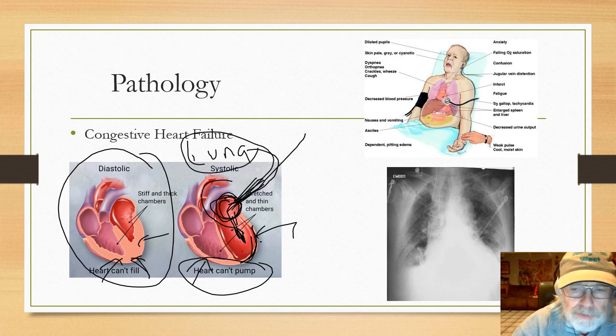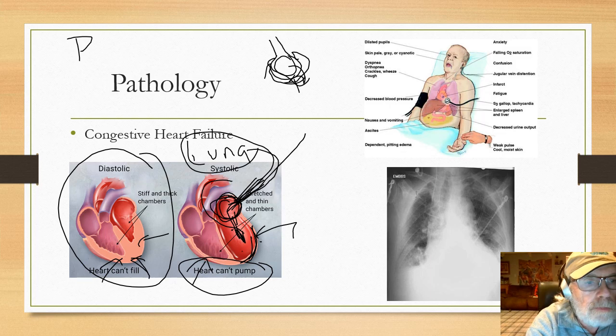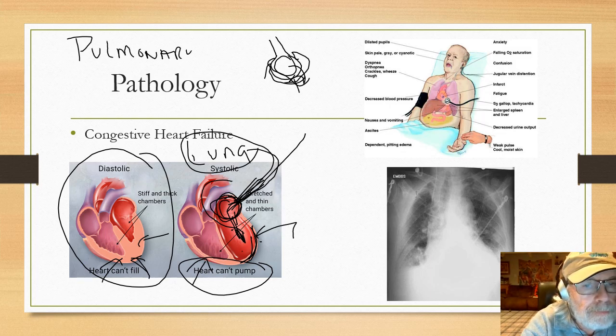What happens is these, and we'll learn about this next time when we talk about the respiratory system, we have small little air sacs, and around the air sacs are all these little capillaries. What happens is it increases the pressure, the capillaries start to leak, and they leak fluid, and they fill the air sacs, and they get what's called pulmonary edema.